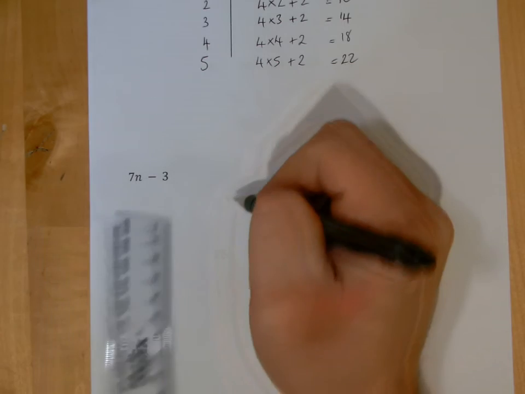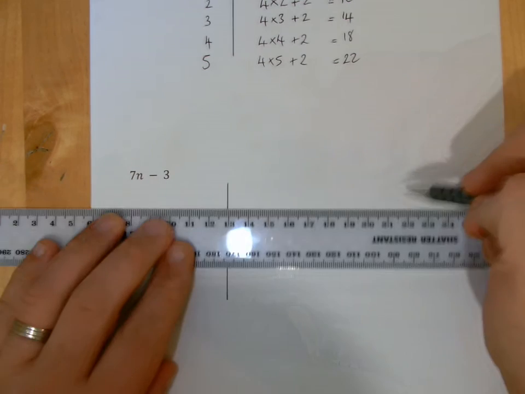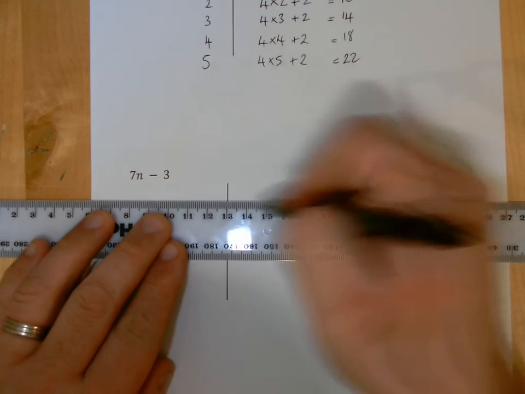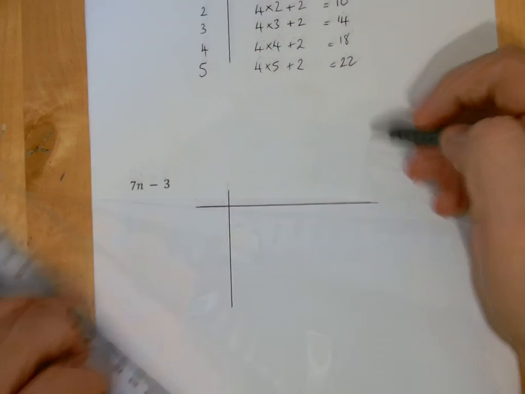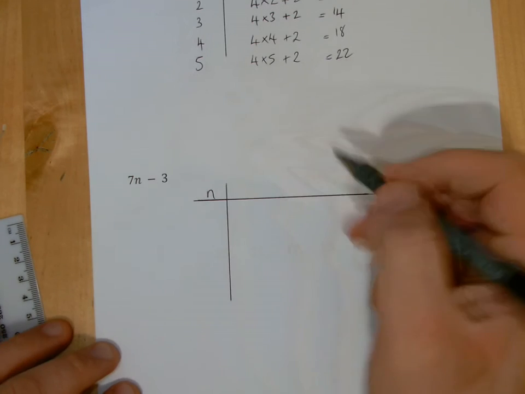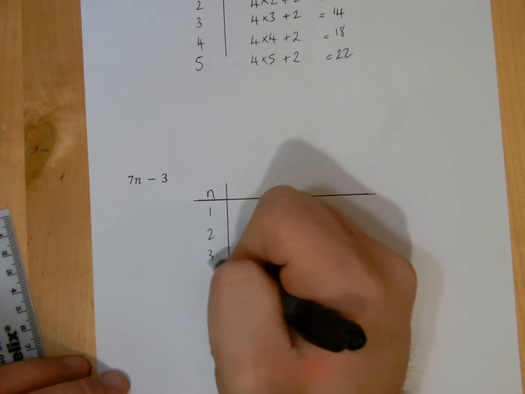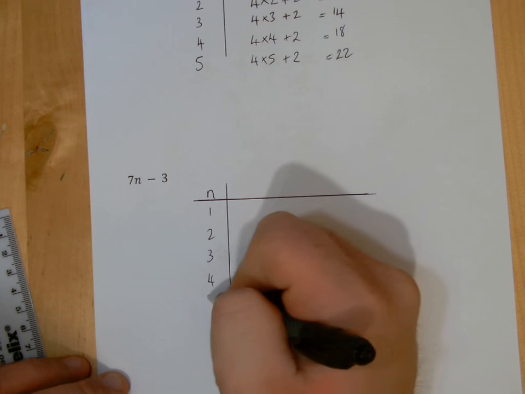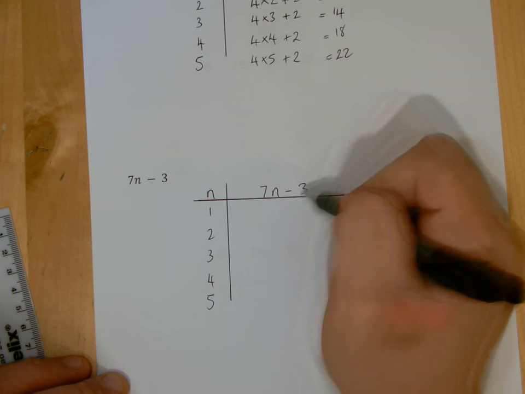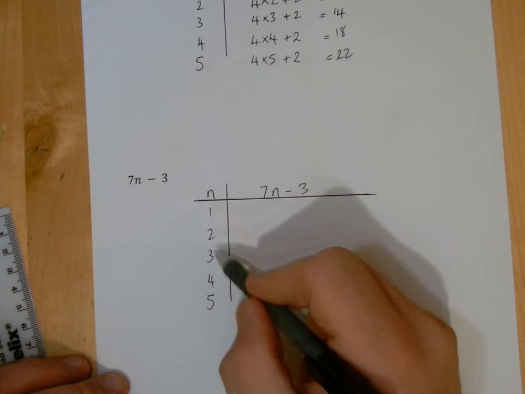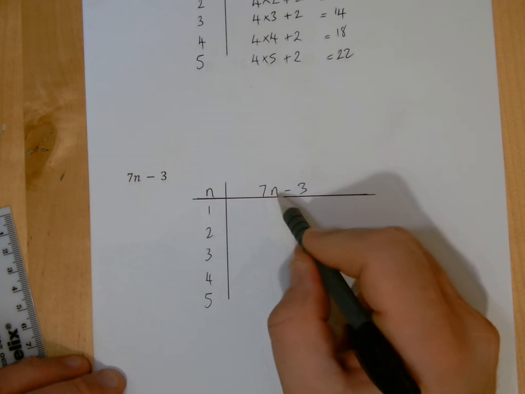If you weren't quite 100% certain on how it works, again, let me just show you my second example. So again, they want the first 5 terms, so that means when n is 1, when n is 2, when n is 3, when n is 4, and when n is 5. So we're going to work out the value of 7n minus 3 for each of these number values here to 5. Now remember 7n means 7 times n.